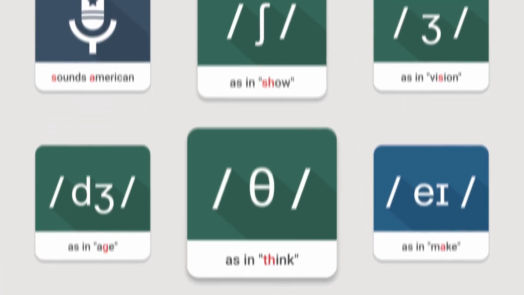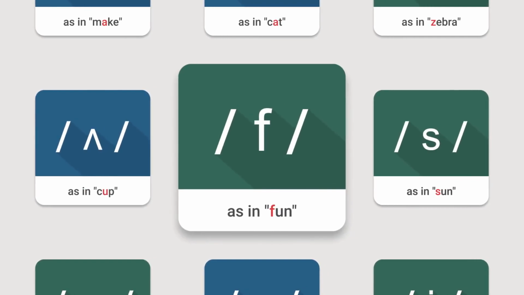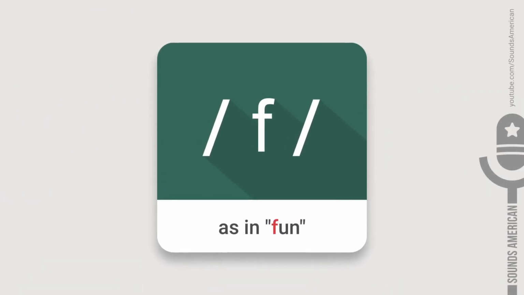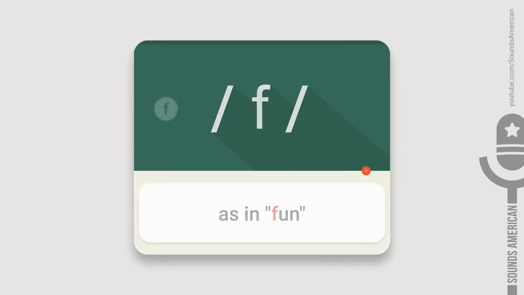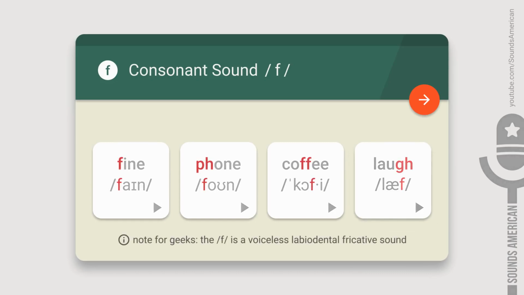In this video, we're going to talk about the American consonant sound f, as in the word fun. You can also hear this sound in words like fine, phone, coffee, or laugh. We'll be using a special phonetic symbol, f, for this sound.